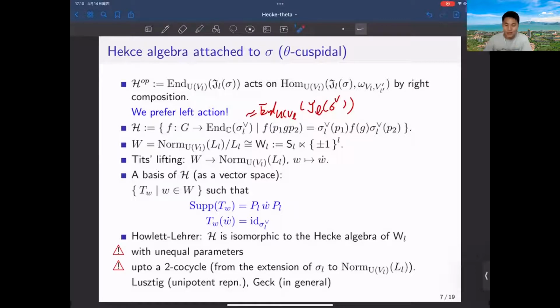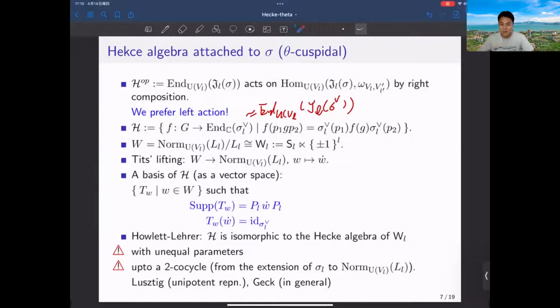And then we will have a basis which satisfies simple conditions. One is that the support is the double coset of W0. And in our case, we can take the value of T_W at W0 to be the identity map. Then by a theorem of Howlett-Lehrer, we will know that this H is isomorphic to a Hecke algebra of W_L.